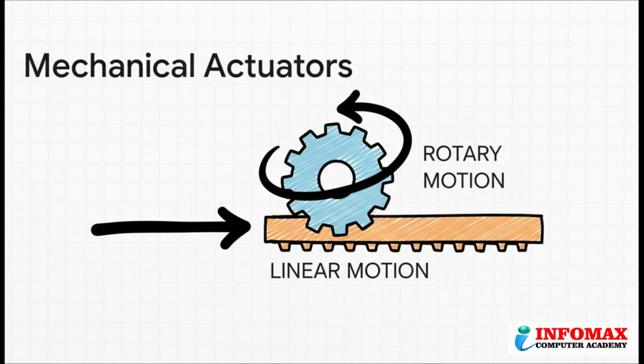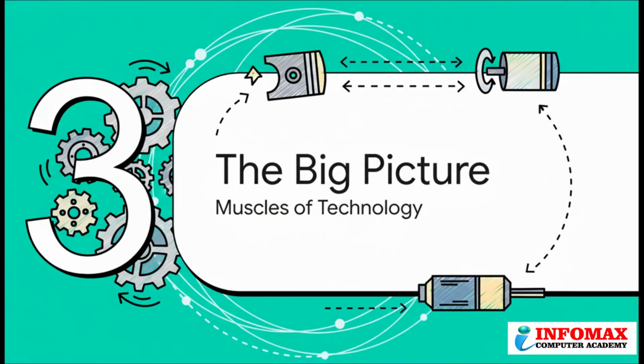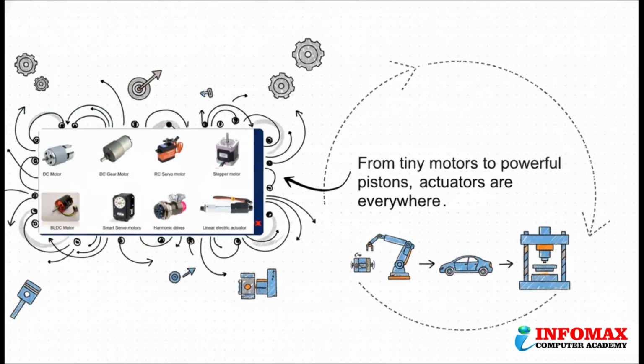It's just brilliant. Okay, so we've been through all the different types. Let's zoom out for a second and look at the big picture here. What does all this really add up to? Well, it means that from the teeny tiny little motors and servos you'd find in a hobby robot kit, all the way up to those massive, powerful pistons and heavy industrial machines, these things are literally everywhere. And each one is perfectly designed for its specific job, giving just the right kind of movement needed.